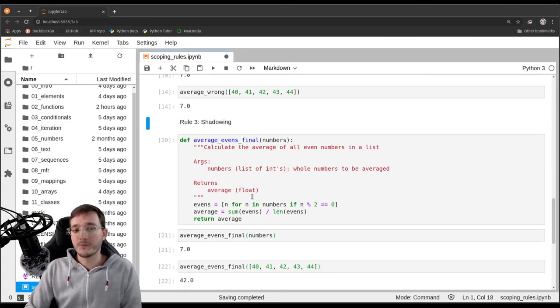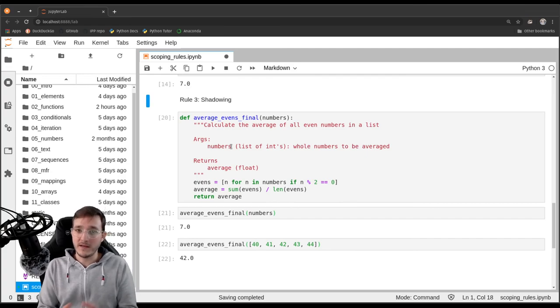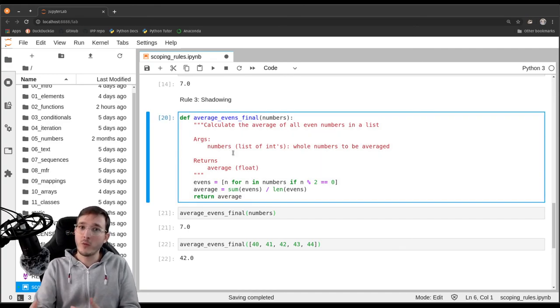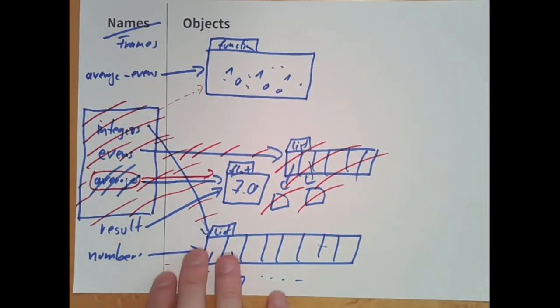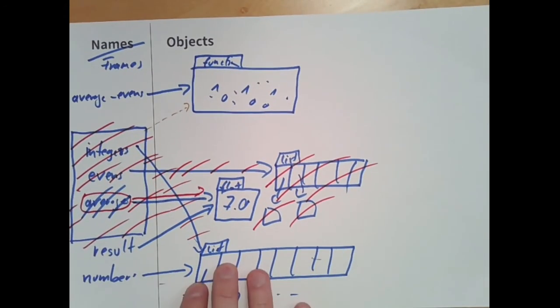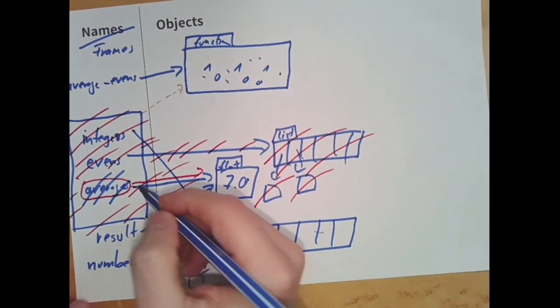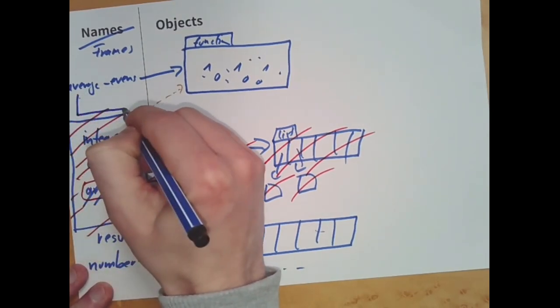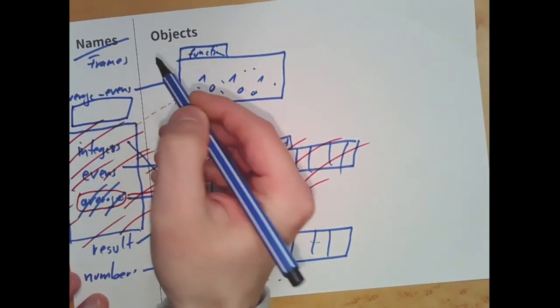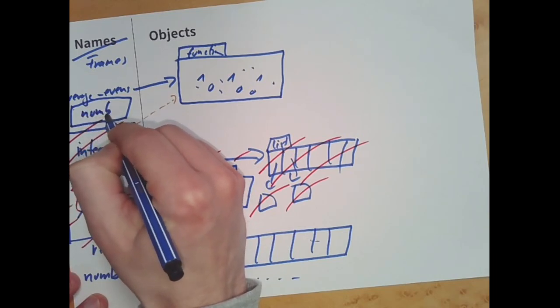So in other words, if a name exists at an inner scope, for example, in the local scope of the function, and also the same name exists in the outer scope, in the global scope here, then what Python will do is it will look up the names from within first. So let's go back to the memory diagram one more time. I'm a little bit out of space here, but let me do the following. Let's say Python creates a new scope here for the function call and puts in there, for example, the parameter numbers.